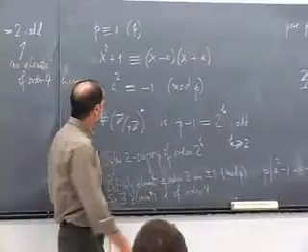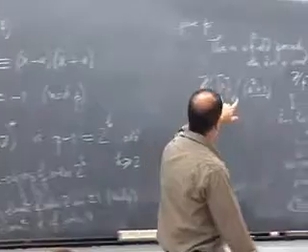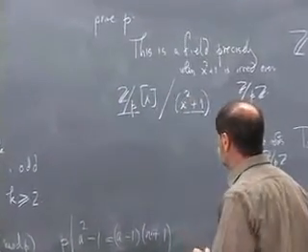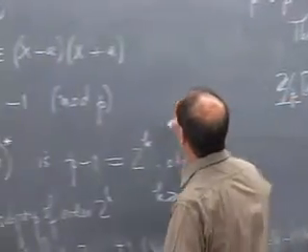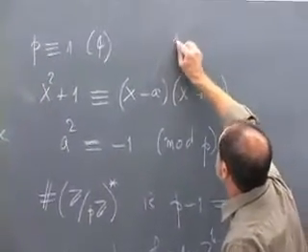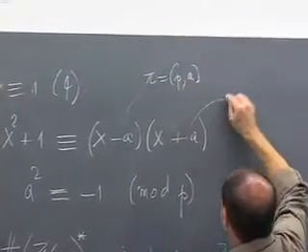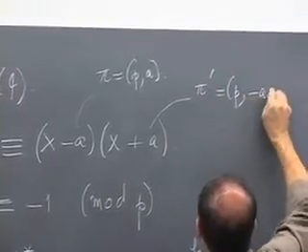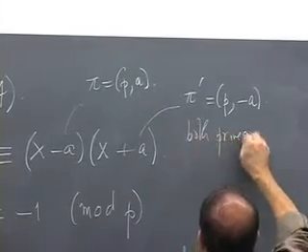Okay? Now, if this factors, it's not a field, so this ring is not a field. There are ideals there. And in fact, you get an ideal for every factor. This gives an ideal pi, which is generated by p and a. And this gives an ideal pi prime, which is generated by p and minus a, both primes in R.